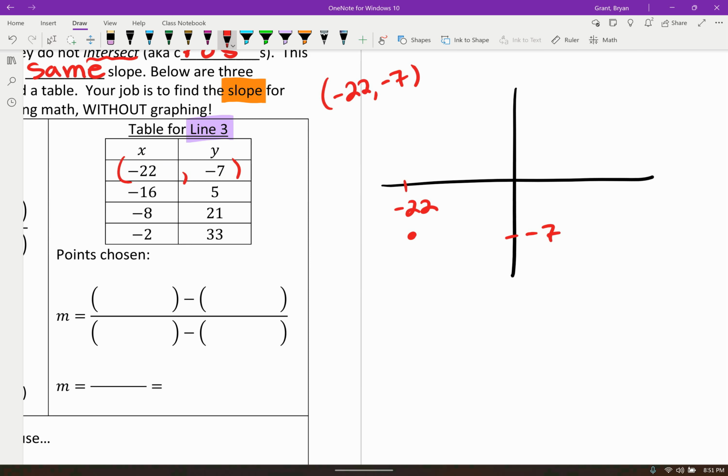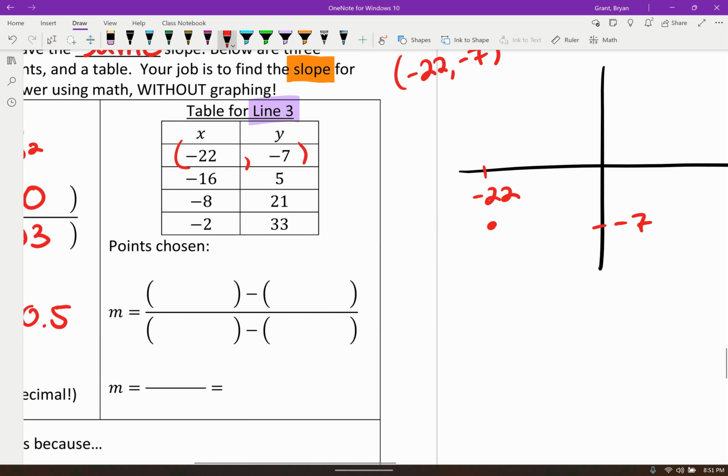But we don't need to graph because we have a slope formula. So I'm going to quickly write these points over on the side just so I don't have to do it in the middle. So we have -22 comma -7, -16 comma 5, -8 comma 21, and -2 comma 33.